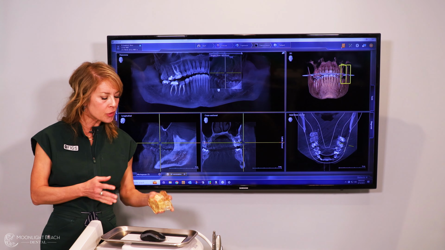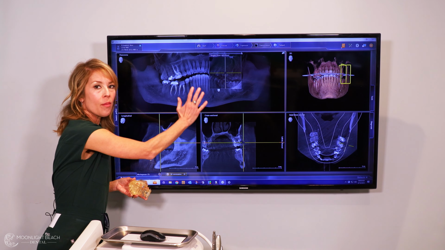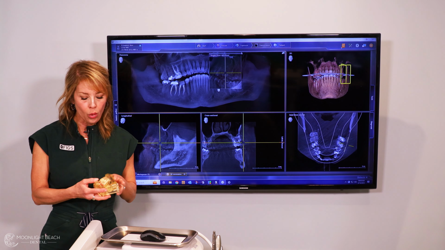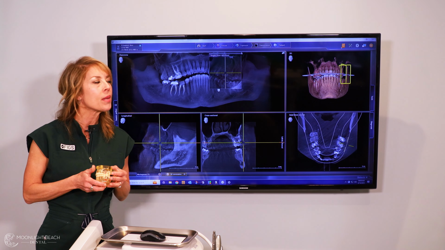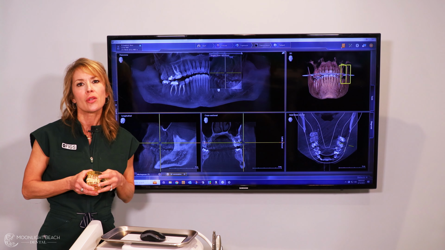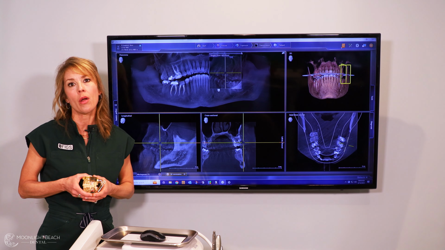But I love being able to go through a tour of the mouth on the x-ray and correlate it to what it looks like and what we're looking for in the jaw bones, and be able to educate my patients so that they're better informed about their overall health.